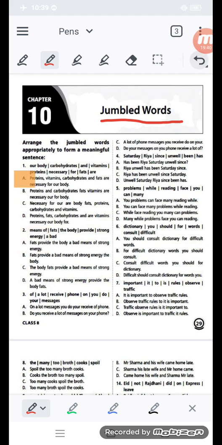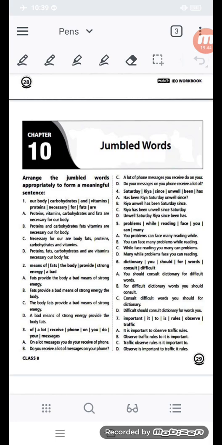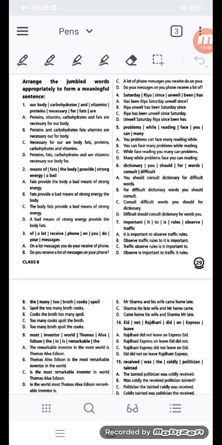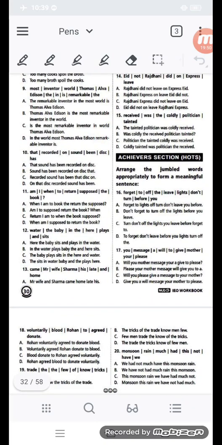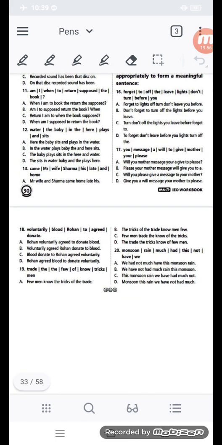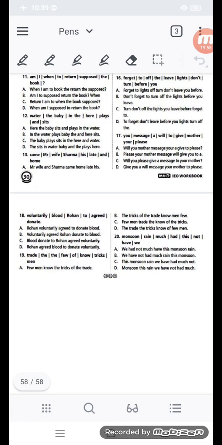So don't get so much worried about these things, because answer is already given and you have to solve the little portion. Only read this statement very carefully and try to solve this. Like 20 number question, look at this. Monsoon rain, much had this not have we. So here what will be the answer?